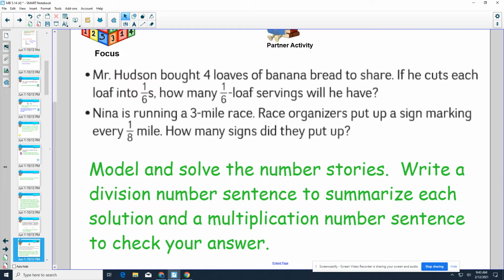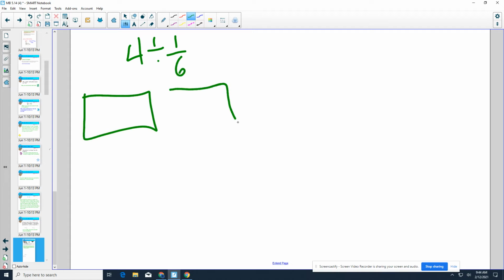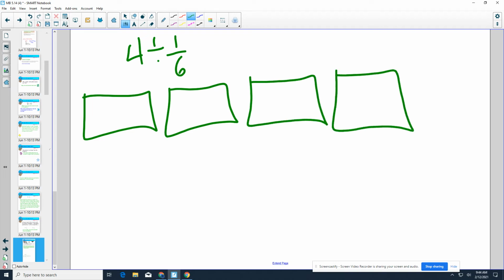Okay, so hopefully you've had a chance to look at these two. So when I use cubes, I look at the first one, and I see 4 loaves, and I know I'm splitting it into 6. So for that one, let's go ahead and do a number model. So 4 divided by 1/6. And I'm going to draw 4 loaves of bread. Again, not the most perfect loaves of bread, but it works.